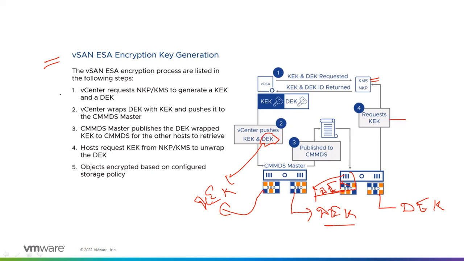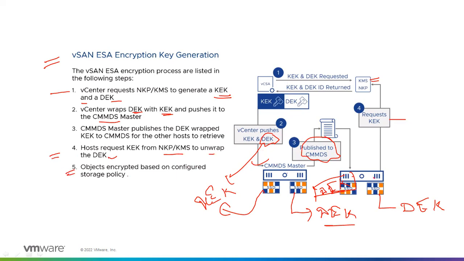So we sent a request to generate a key encryption key and a DEK. We wrap the DEK with the KEK and push it to the CMMDS cluster. One of the nodes will become the master, and the rest of the nodes will get those DEKs from the master node. The host requests the KEK from the KMS server to unwrap these DEK keys, which are shared from vCenter to the master and from the master to the other nodes.